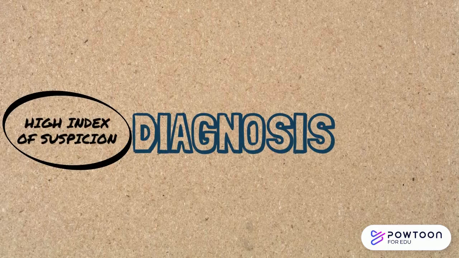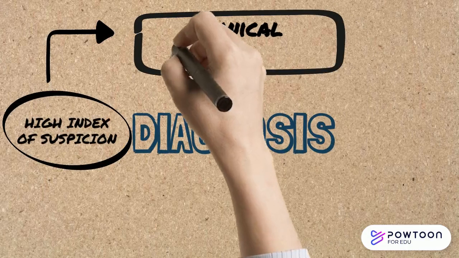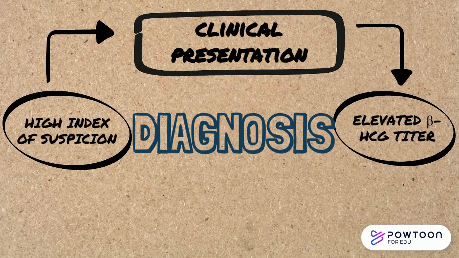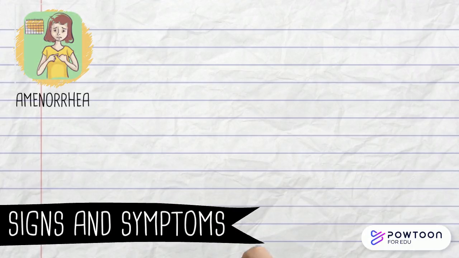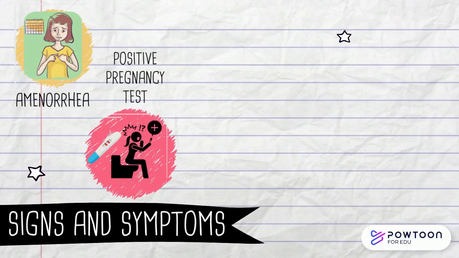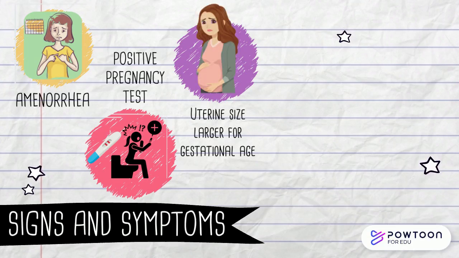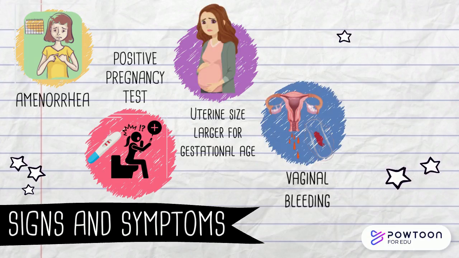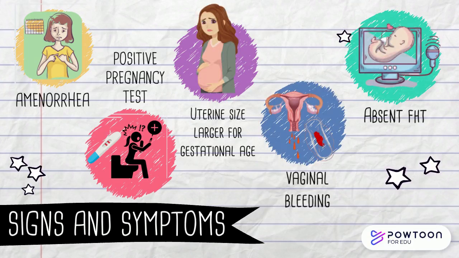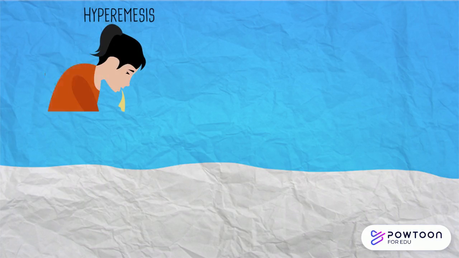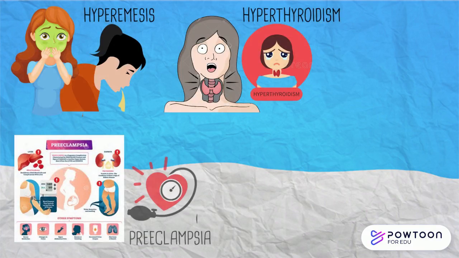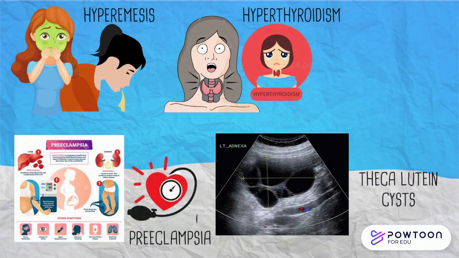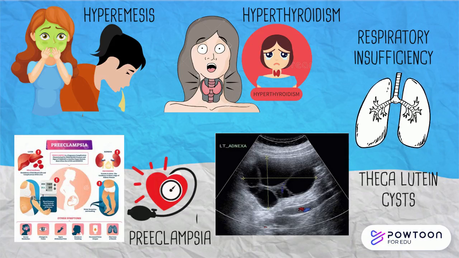Diagnosis starts with a high index of suspicion correlated by the patient's clinical presentation, supported by an elevated beta-HCG titer and by typical ultrasonographic findings. In majority of cases, the diagnosis is made in a patient presenting with amenorrhea, a positive pregnancy test, a uterine size more than the age of gestation, varying amounts of vaginal bleeding, and the absence of fetal heart tones. Other signs and symptoms may include hyperemesis, hyperthyroidism, preeclampsia, theca lutein cyst, and respiratory insufficiency.